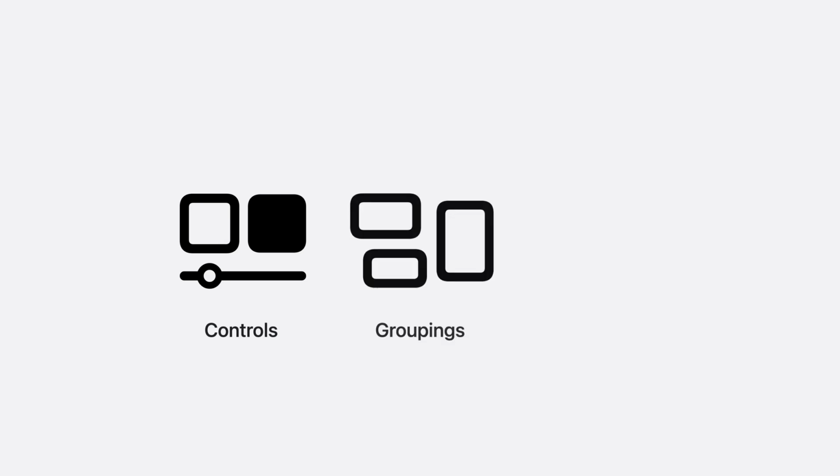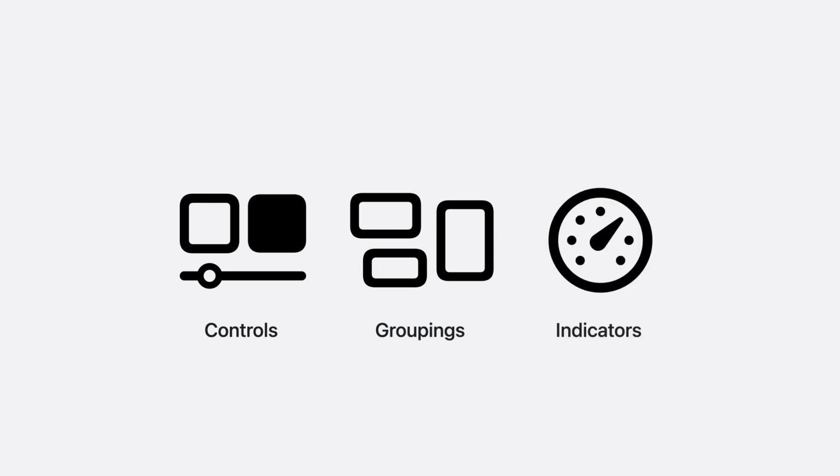View styles are supported across many different controls, like button and toggle, groupings like label and labeled content, and indicators like progress view and gauge. Use the styling system over creating a custom view whenever possible. Otherwise, you'll have to reapply the same accessibility properties you could be getting automatically. Using styles and built-in views will provide a good accessibility experience in your app.